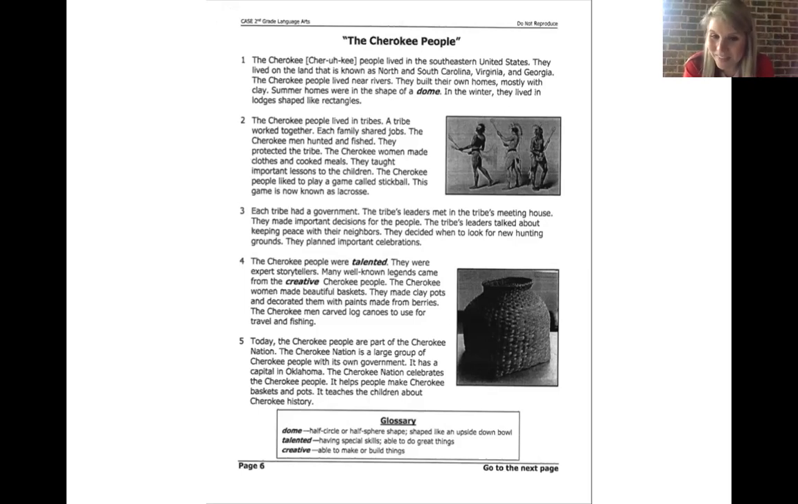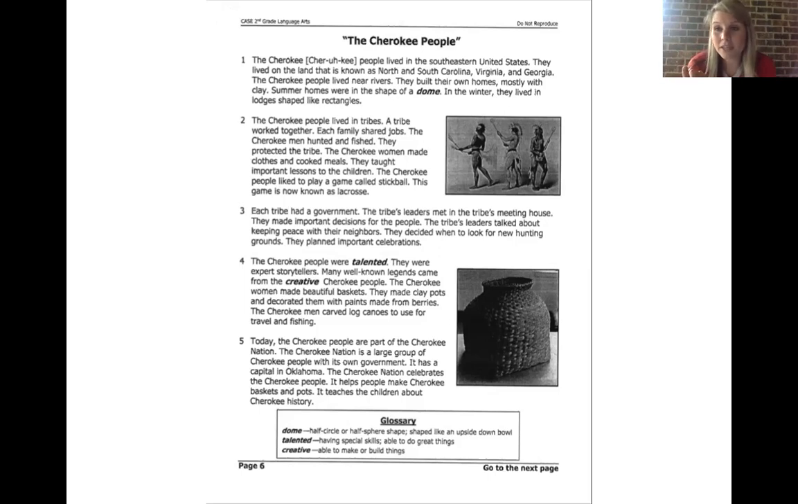And the last thing I want us to notice is I saw three bold words in this passage. I see dome in paragraph 1, I see talented in paragraph 4, and I see creative in paragraph 4 also. And at the glossary here at the bottom, I see those three words again, and it gives me their word meaning. So it says a dome is a half circle or half sphere shape, shaped like an upside down bowl. Talented means having special skills or able to do great things. And then creative means able to make or build things.